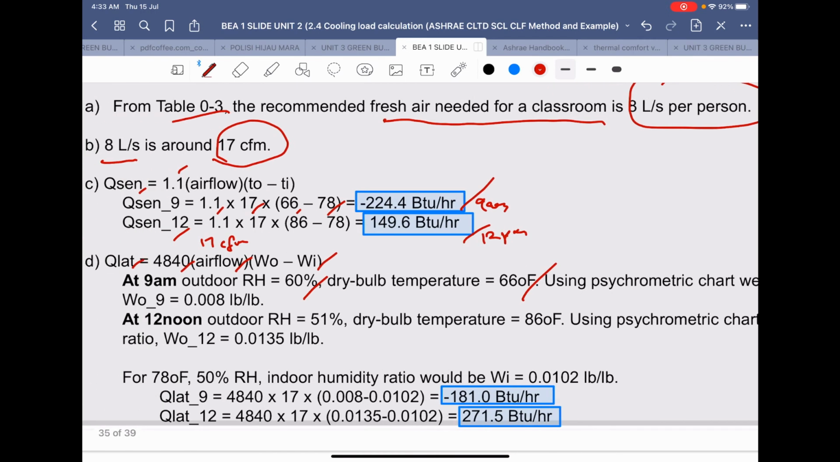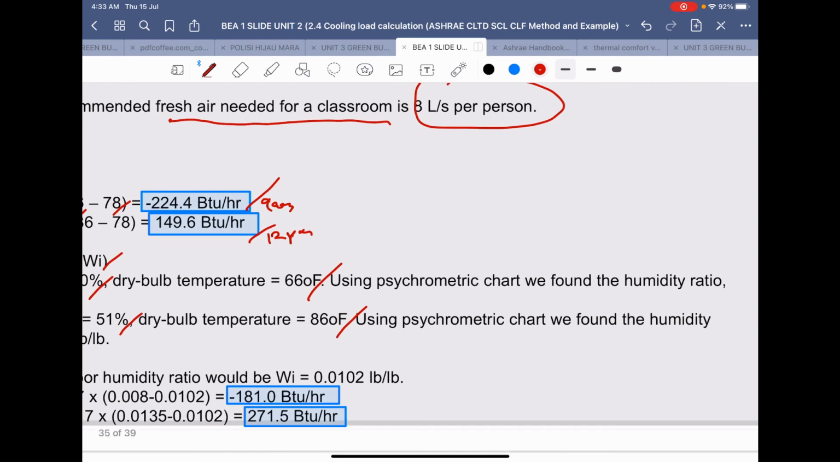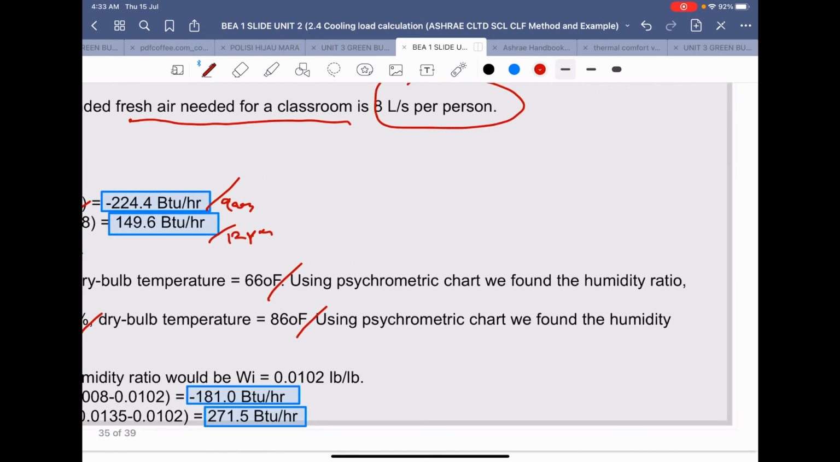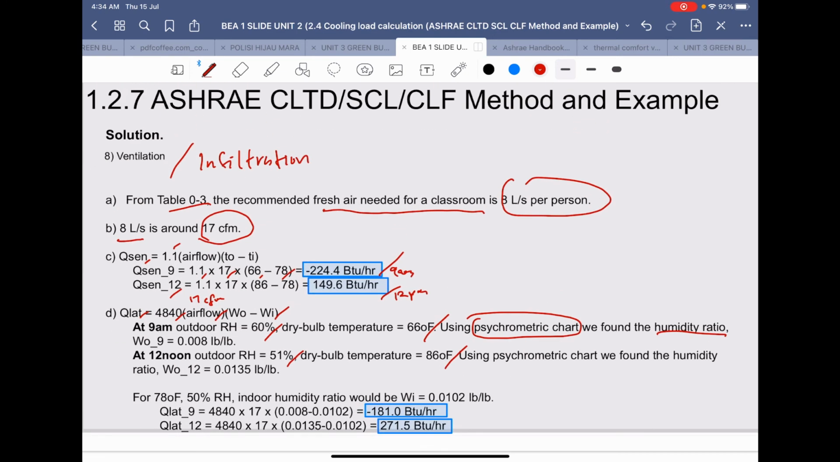At 12 noon, the outdoor relative humidity is 51%, while the dry bulb is 86 Fahrenheit. There's no other way to get the humidity ratio besides using the psychrometric chart. So in this case, we have to use the psychrometric chart to get the humidity ratio at 9 AM and also at 12 noon.